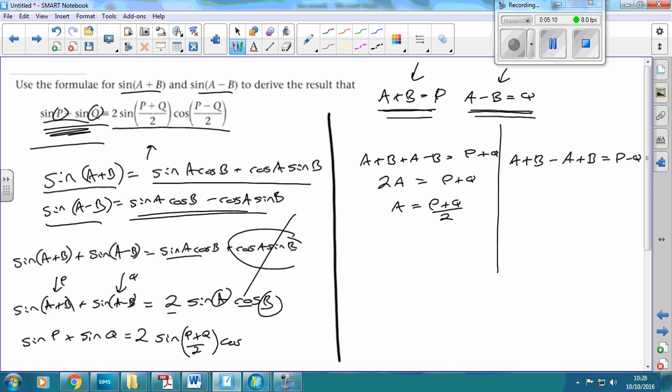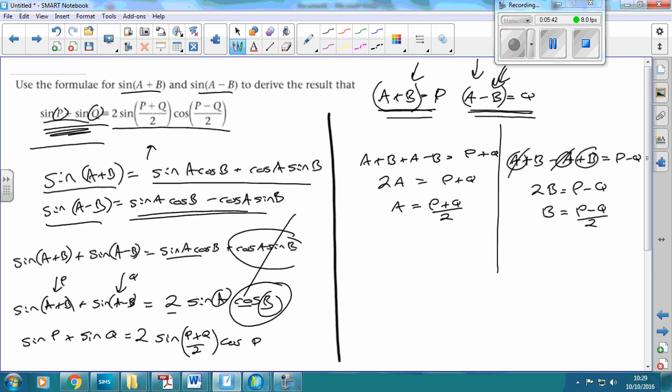Now just be careful with that, because we've done this thing here minus this thing. When we do minus this one here, it's going to be minus a, then minus minus b, which is plus b. If we simplify that, a minus a just goes, and b plus b is 2b. So 2b equals p minus q, so b equals p minus q over 2. Then go back to this one here. Instead of cos b, we're going to have cos p minus q over 2.